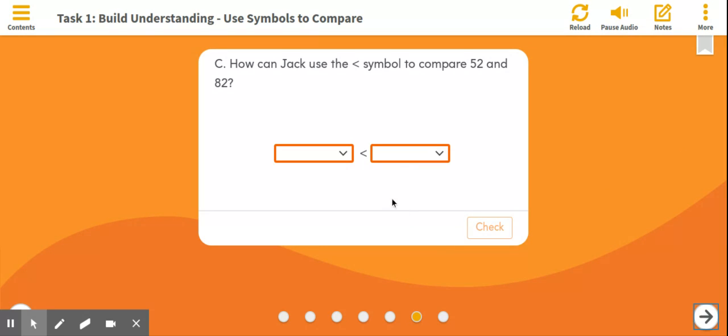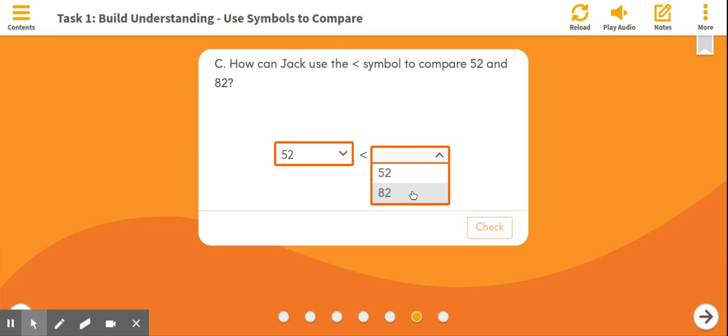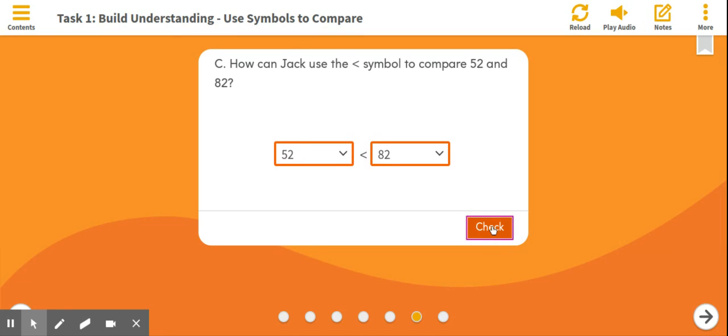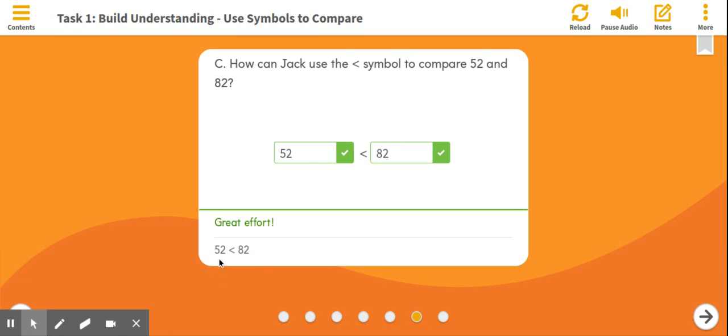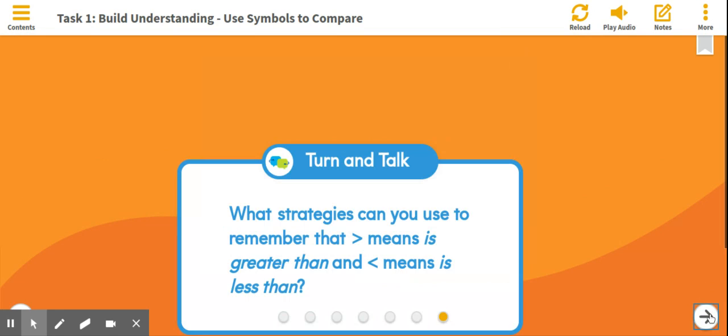How can Jack use the less than symbol to compare 52 and 82? 52 is less than 82. You can see they've got that little less than symbol in there. We're going to check our thinking. 52, this is the correct way to write it. The alligator would want to eat that 82 because it's a much bigger number, much greater number.